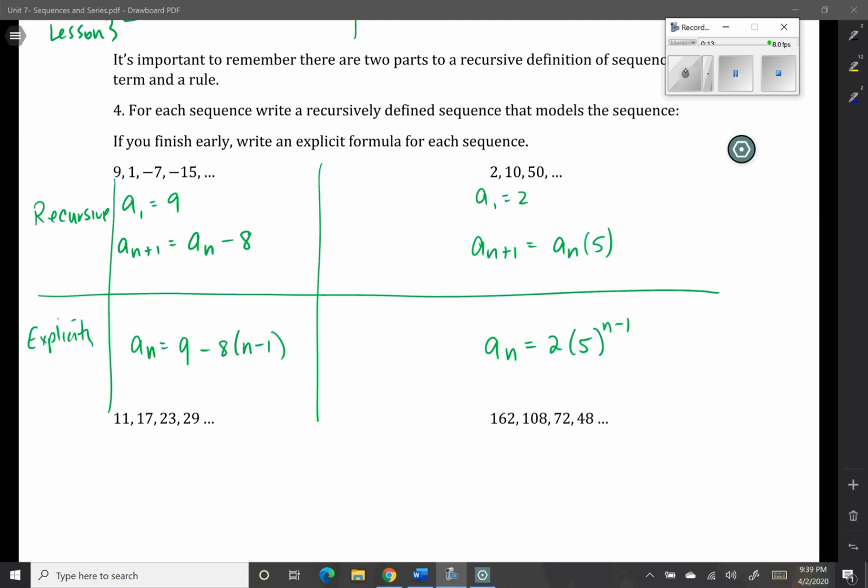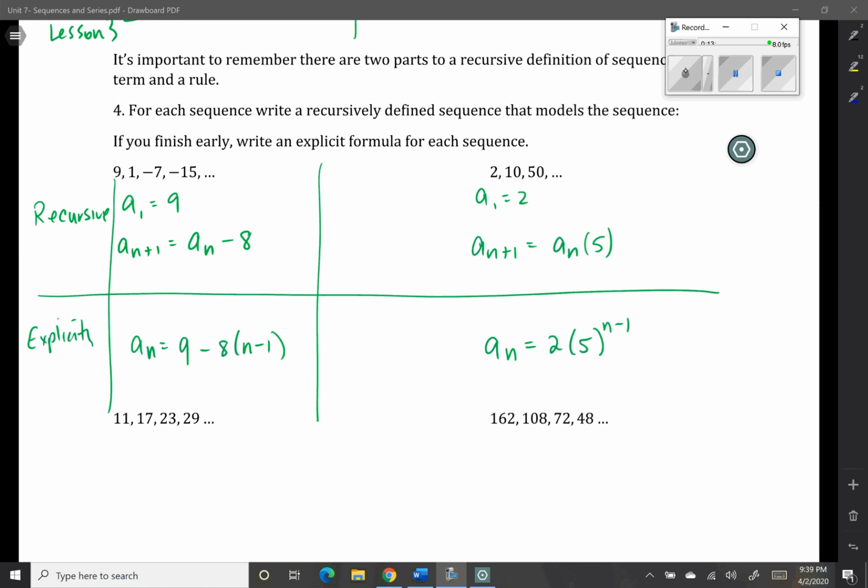All right, welcome back. Hopefully you paused the video and tried these 2. I'm just going to talk through what I did for each one. So let's start with the first one, the 9, 1, -7, -15 sequence. To define that recursively, I'd first start by stating the first term. So I'm saying a sub 1 equals 9.